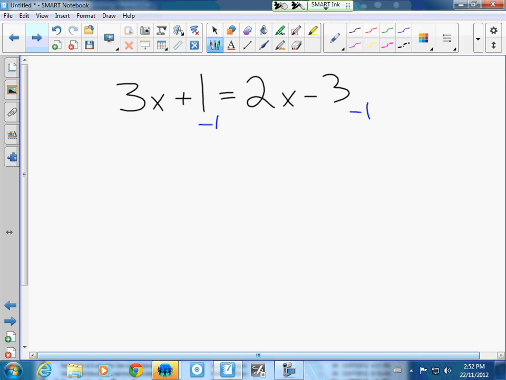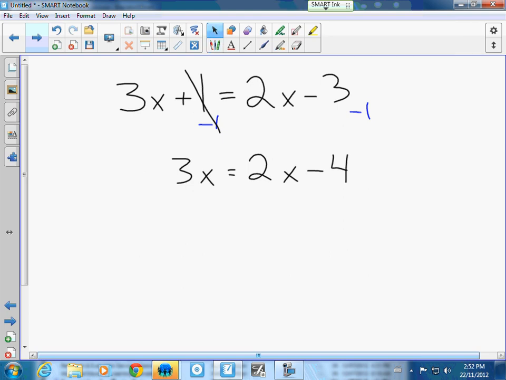Okay, what happens to the first ones? 1 minus 1. What happens to those? They're gone. Okay, so 3x equals 2x, negative 3 minus 1, minus 4. Okay, well, that's not bad. That's better already. You agree? Went from 4 terms down to 3.